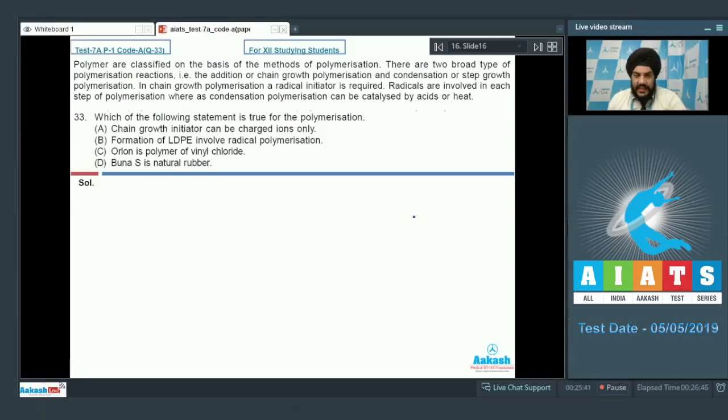Let us look at the next section, students. This section contains 2 paragraphs. Each paragraph has 2 questions. Each question has 4 options, out of which only one single option is correct. So let us look at the paragraph given for question number 33 and question number 34.